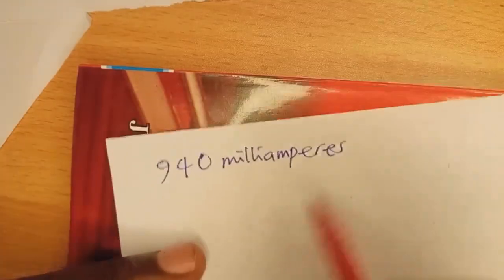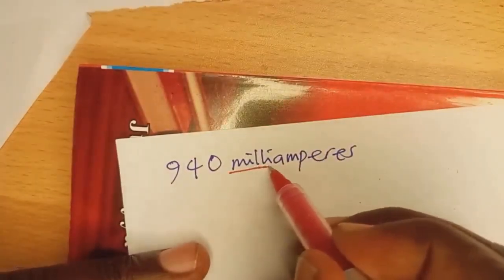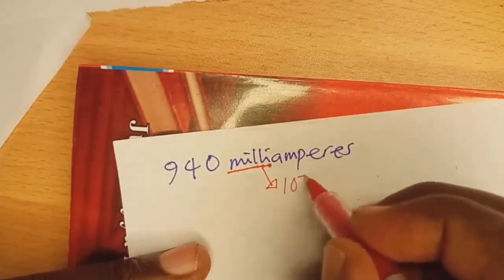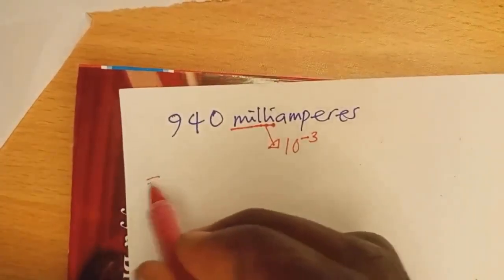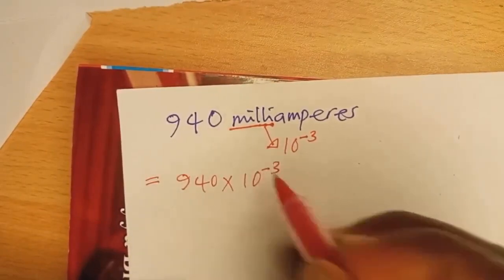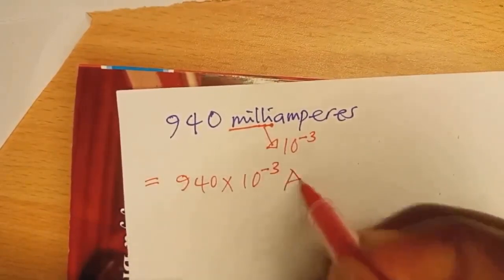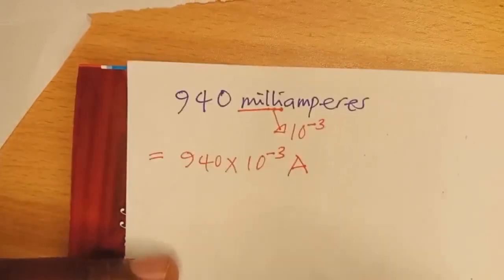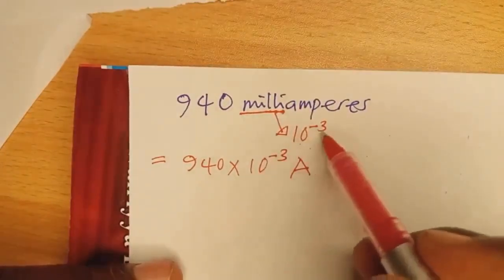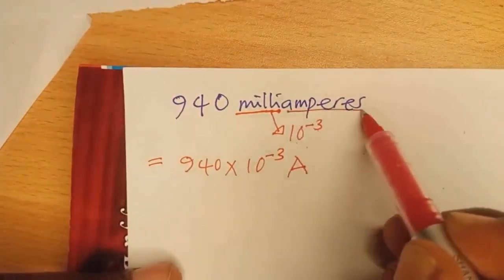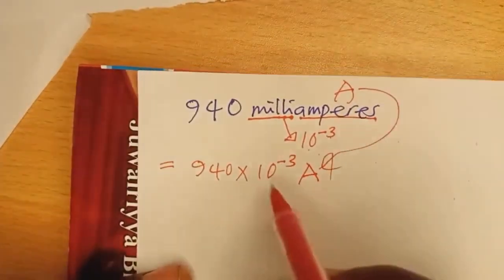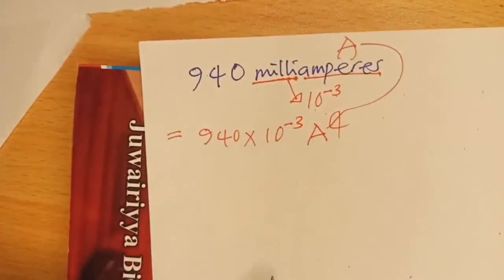Okay, what you should do is this milli that you see here means 10 raised to the power of minus 3. So you simply move on and say, okay, this is 940 times 10 raised to the power of minus 3. It is now in ampere. The symbol of ampere is capital A. When you put this 10 raised to the power of minus 3, you can remove the milli because it means 10 raised to the power of minus 3. And at the end, you have amperes. The symbol for ampere is capital A. So you just bring the capital A here, and this is your 940.